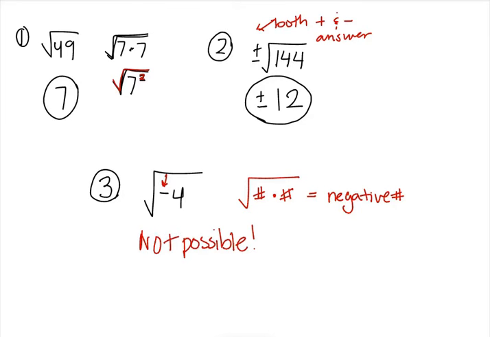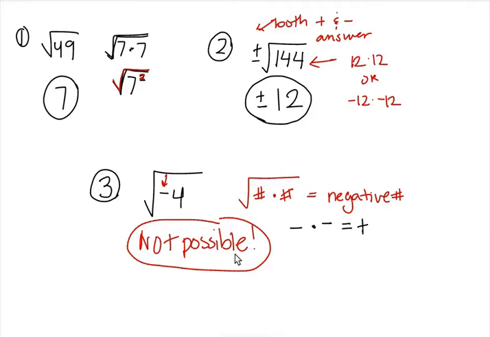Okay, so let's think about that. If we're truly trying to find a number times itself to equal what's inside, up here we had 12 times 12 or negative 12 times negative 12. Well, for number 3, is there any number times itself that would equal a negative number? That's not possible because a negative times a negative is always going to equal a positive, isn't it? So I physically cannot do this. When you get to high school, you'll find out that there's a method to do that. But for right now, this is not possible.